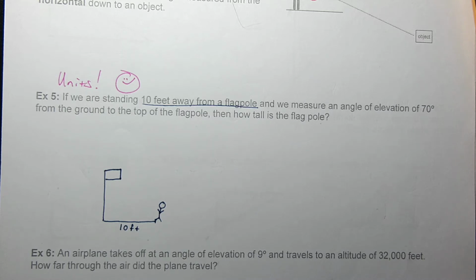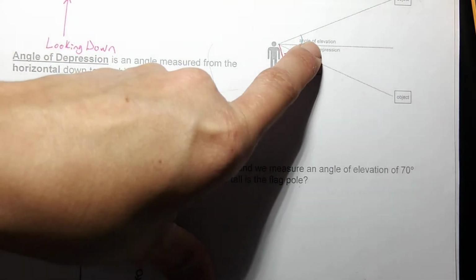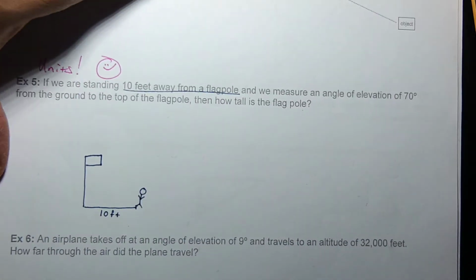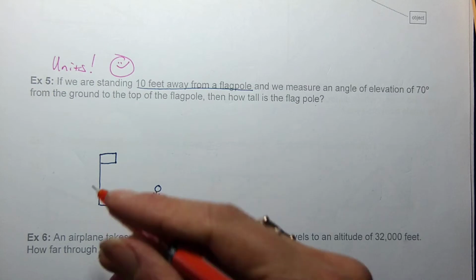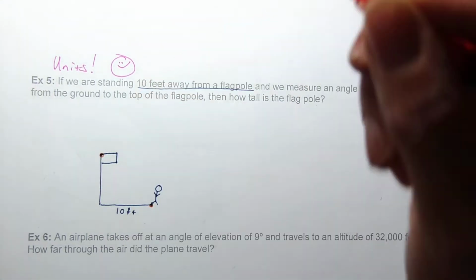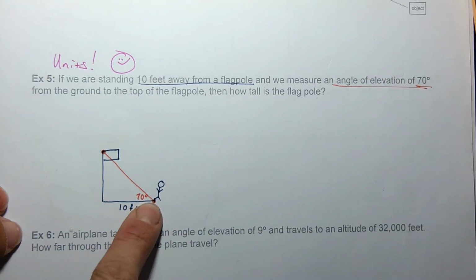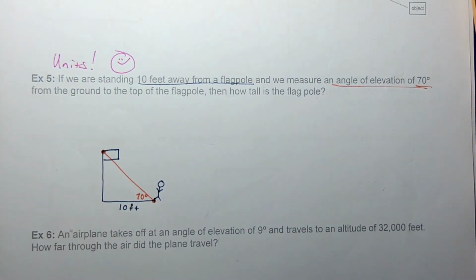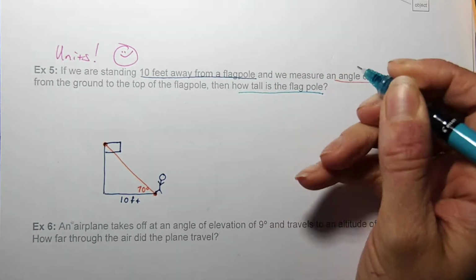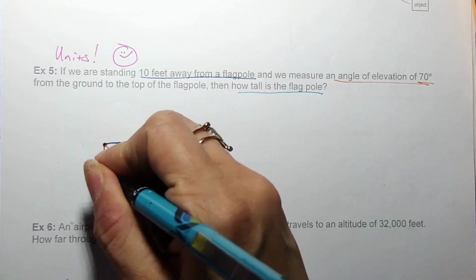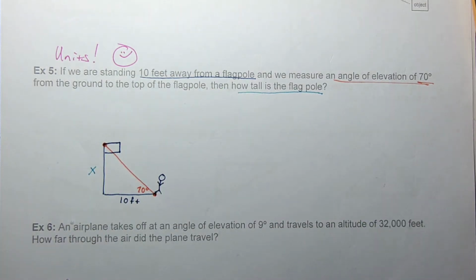So angle of depression and angle of elevation are always relative to a horizontal, as you can see here. And here, our horizontal is the ground. So the angle from the ground to the top of the flagpole is 70 degrees. So from that spot on the ground, looking up at the flagpole is 70 degrees. Then what we are looking for is how tall the flagpole is, and we'll just say X for our variable.